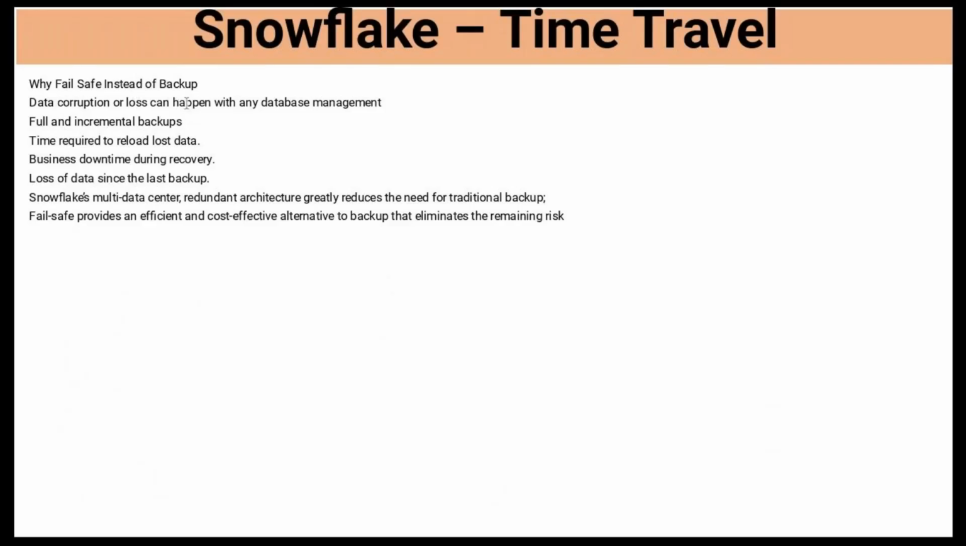So why failsafe instead of data backup? Data corruption or loss can happen with any database management system. That is true, we know that. With full and incremental backups, full backups are normally done every week and incremental backups every day. First you have to apply the full backup, and if your data is lost on Wednesday, you have to have the full backup done on Sunday, and then apply the incremental backups from Monday, Tuesday, and Wednesday. And this is how the process works.